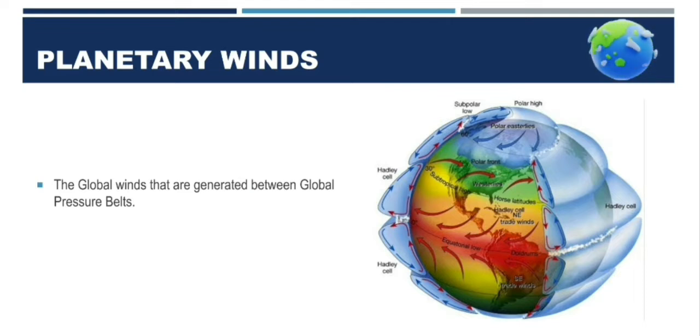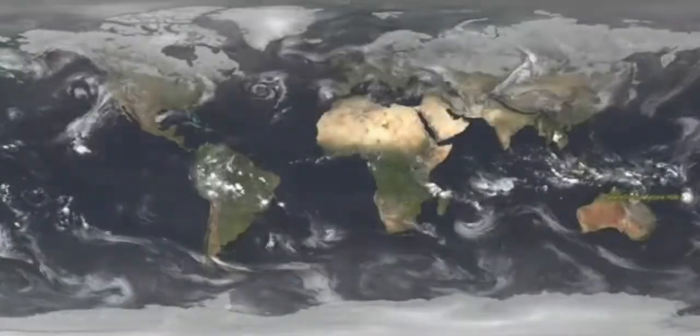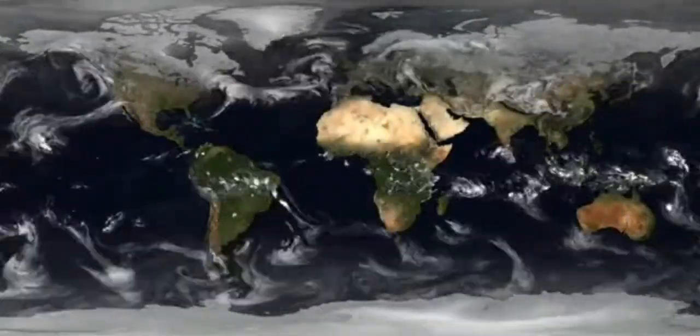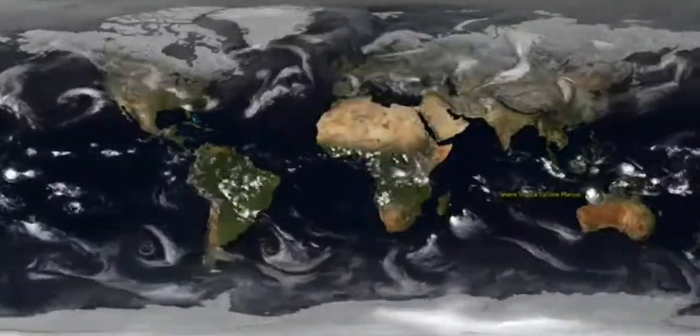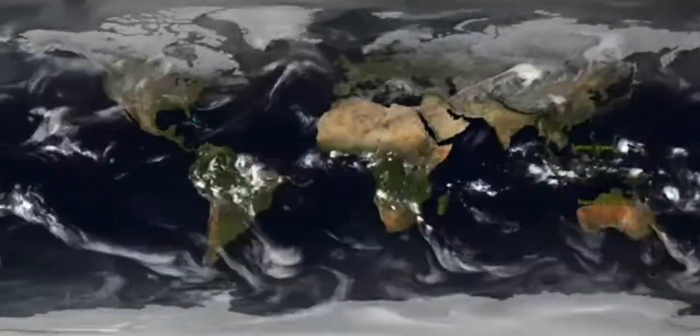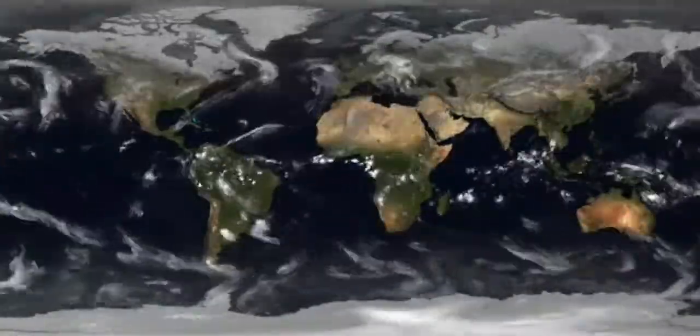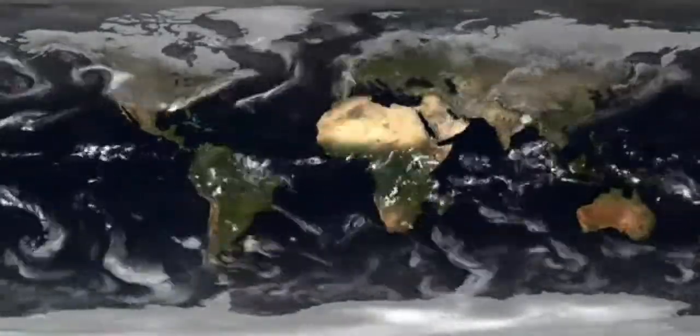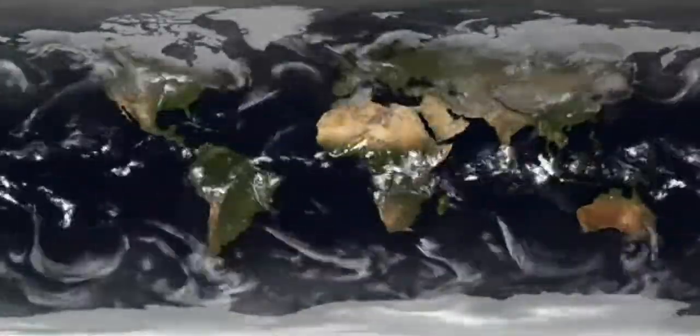Since air moves as winds from high pressure to low pressure, with the presence of global pressure belts there will be global large-scale air movements, and these are called the planetary winds. We can just glimpse through which are these planetary winds.